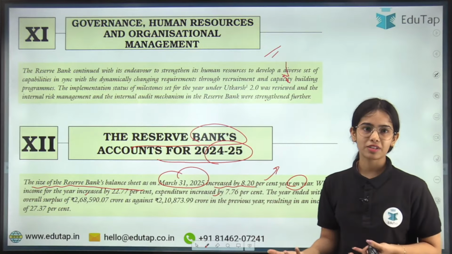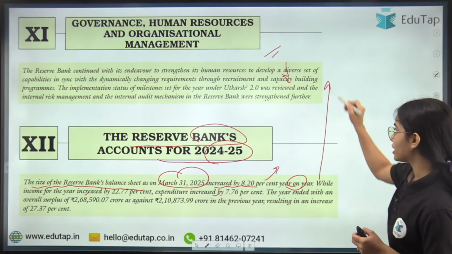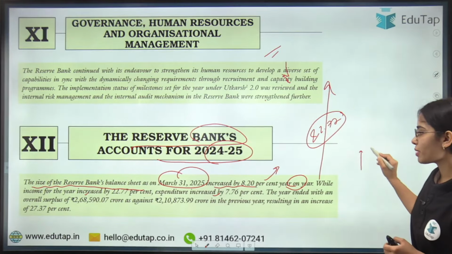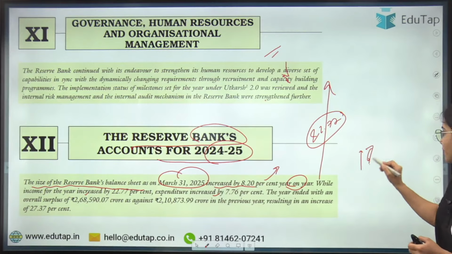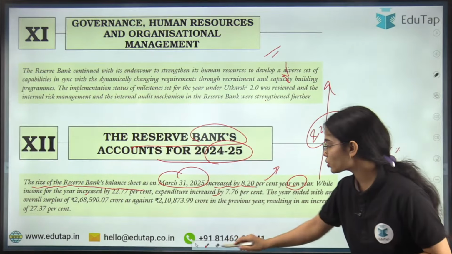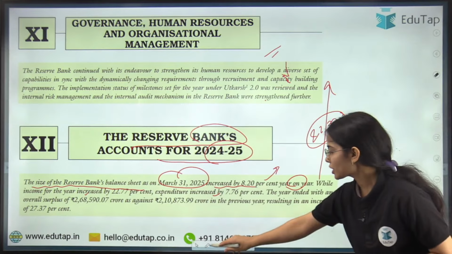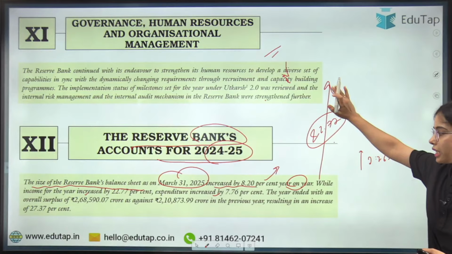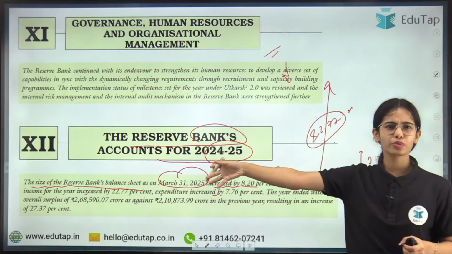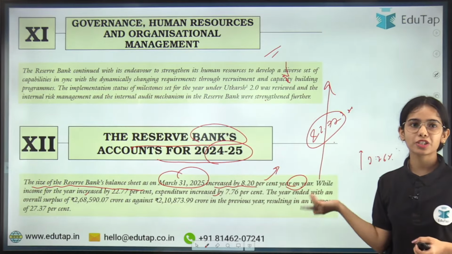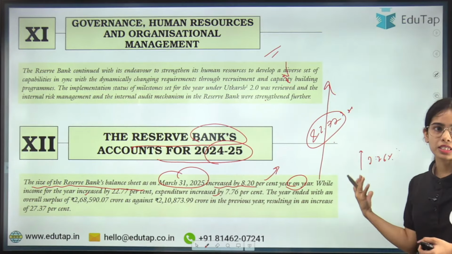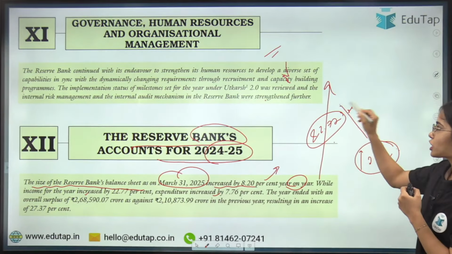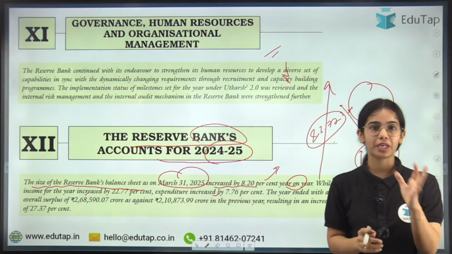Expenditure increased by 7.7%. So see, income increased by a greater percentage, 22.77%, and expenditure increased by only 7.76%. Now these percentages you don't have to remember. So basically income increased by 22 or 23%, and expenditure increased by nearly 7.76%. So income increased more as compared to expenditure, and that's why there was a huge surplus that was transferred by the RBI to the government of India.